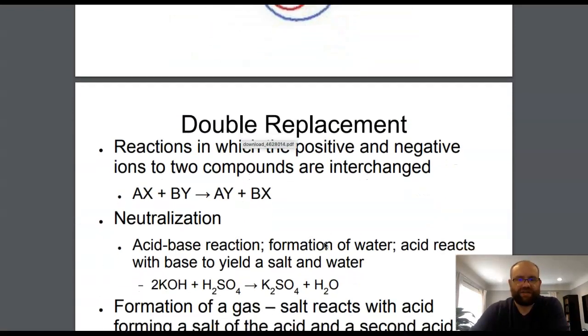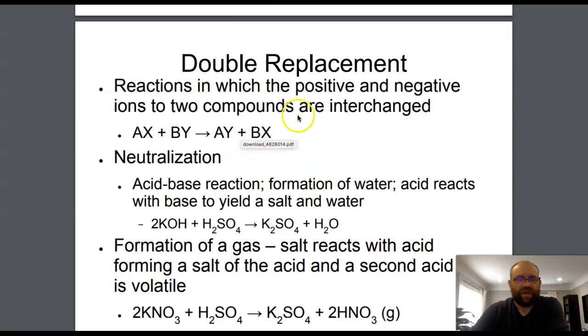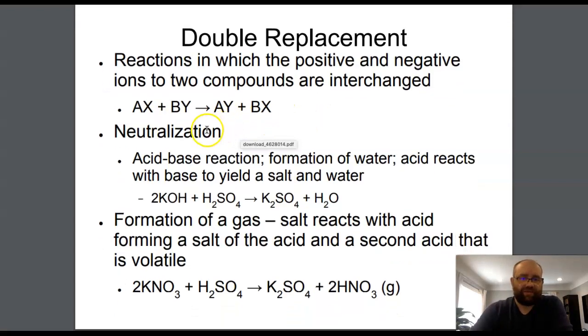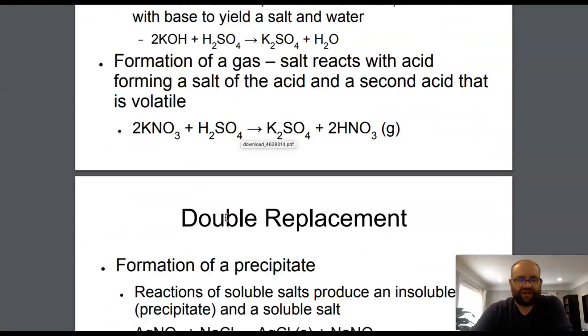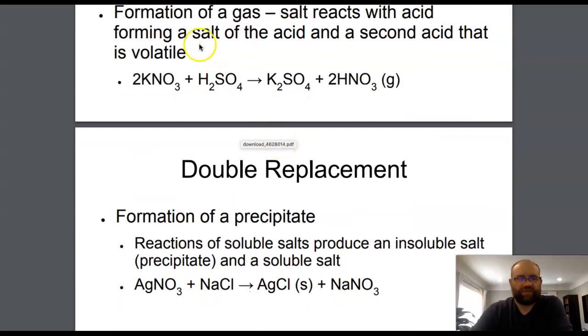So double displacement, double replacement. What we have is reactions in which two compounds are going to swap around their cations and anions. This could happen through neutralization, a gas-salt reaction, or forming a precipitate.